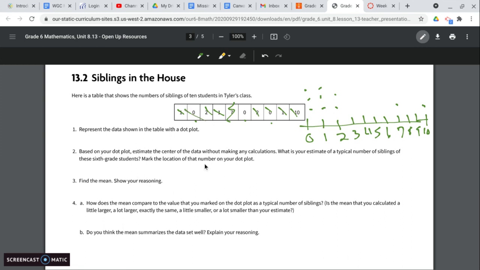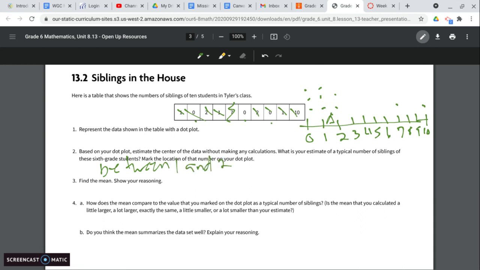Based on your dot plot, estimate the center of data without making any calculations. What's your estimate of a typical number of siblings of these 6th grade students? Mark the location of that number on your dot plot. So it would appear to be somewhere between 1 and 2. So between 1 and 2 siblings.